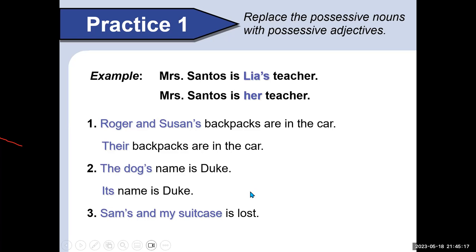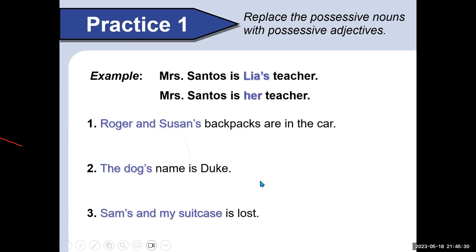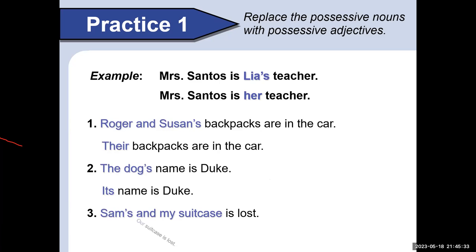You didn't even put the apostrophe. Okay, hold on a second. I make a mistake here. Hold on a second. Wow. What's going on here? The last one. Sam and my suitcase is lost. Our, because it is talking about Sam and my, so it means our. But it also points to my suitcase. Yes, it's all in blue. Sam and my suitcase is lost.